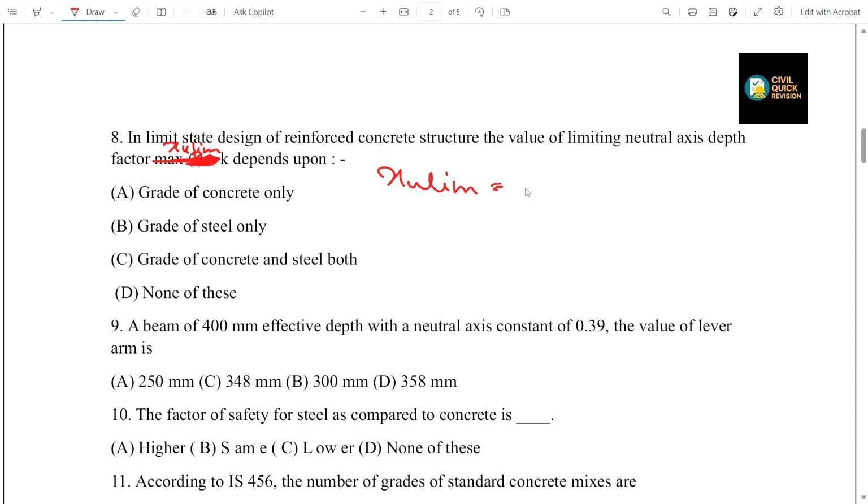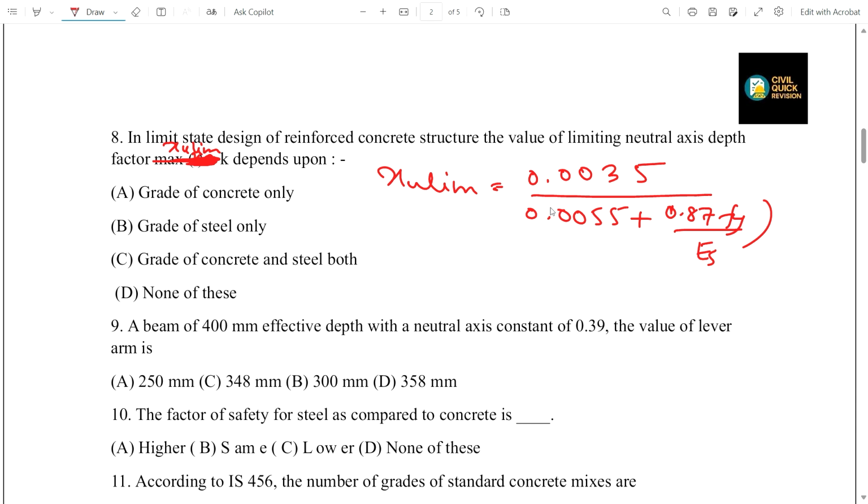The formula of XU limit is 0.0035 divided by 0.0055 plus 0.87 fy/Es, into d. Okay, you can see from this formula XU limit is proportional to what? Only grade of steel. Okay, grade of steel, fy represents grade of steel. That is asked in the question. You just remember this by seeing this relation.